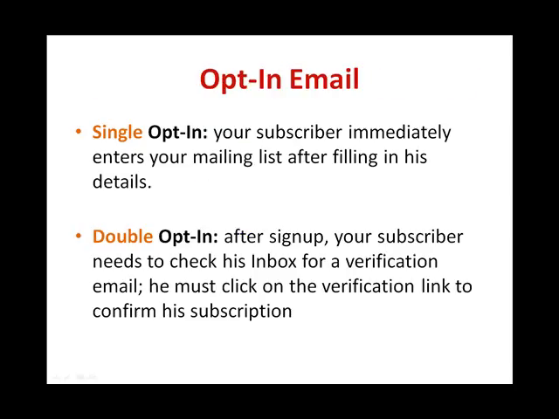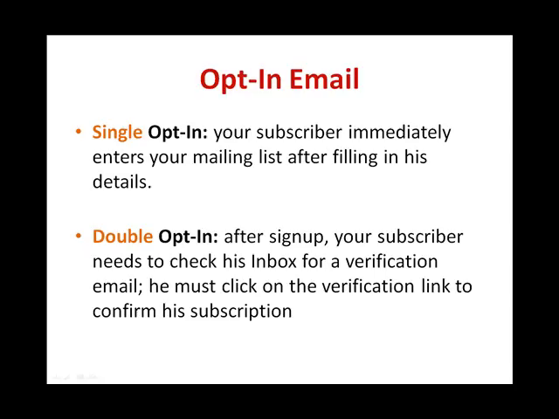All this while, I've been talking about opt-ins. What are these opt-ins actually? There are 2 types of opt-ins, single opt-in and double opt-in. Single opt-in is quite simple. It is basically a process where your subscriber immediately enters your mailing list after filling in his details. In other words, when a visitor puts in his name and email address, his subscription to your mailing list is confirmed right away and therefore he is on your mailing list.